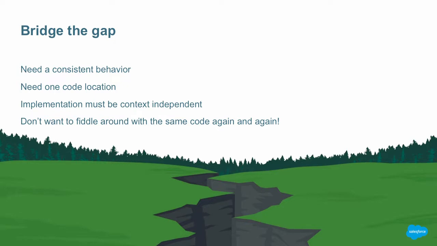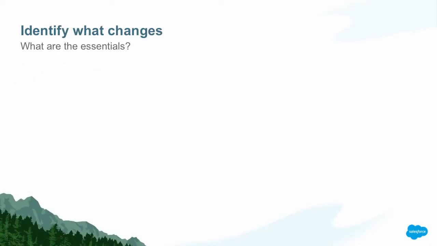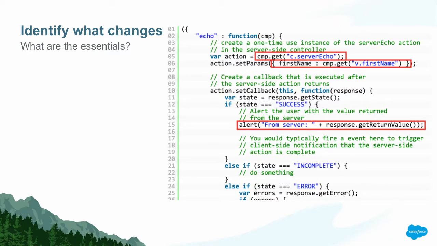And of course, I don't want to fiddle around with that template code anymore because I want to get rid of it. Okay, so my next step was exploring actually what changes. So when we had a look at this template code again, I've marked out several areas, and these are what I would say the essentials of this code. We can focus on the Apex function name. This is the first section here, component get c.serverEcho, because that's the name of the Apex function you want to invoke. The second part is the parameters you want to pass along with your function call. And the third box here is actually handling the result.